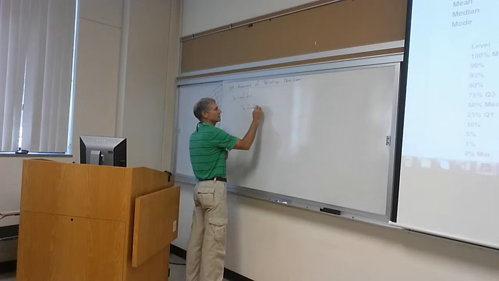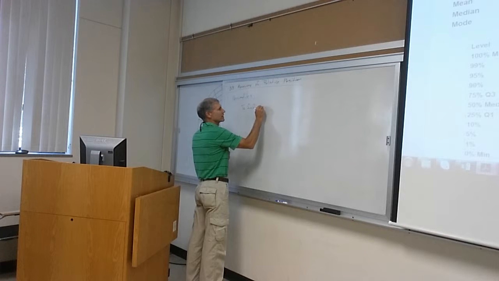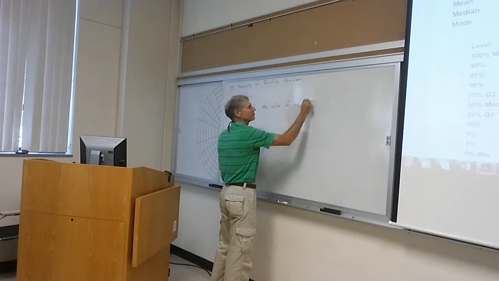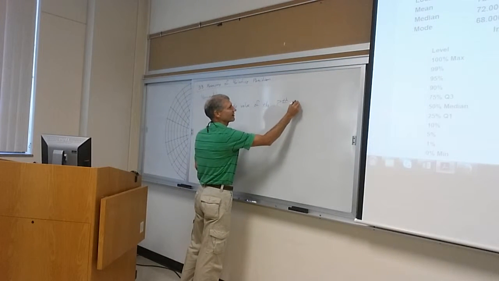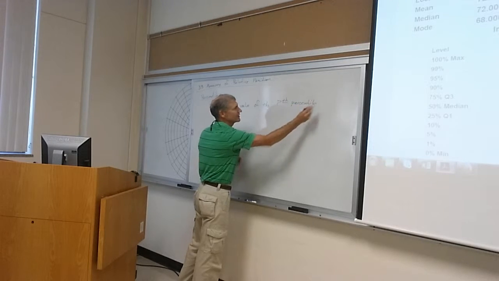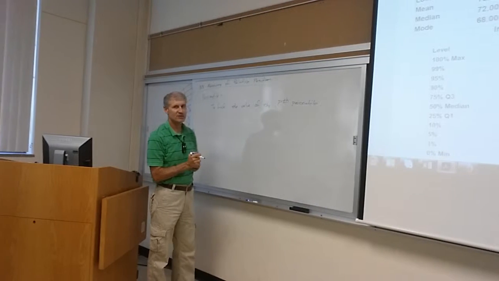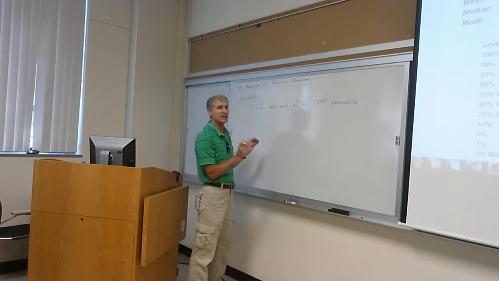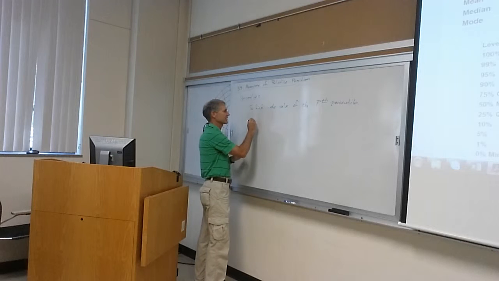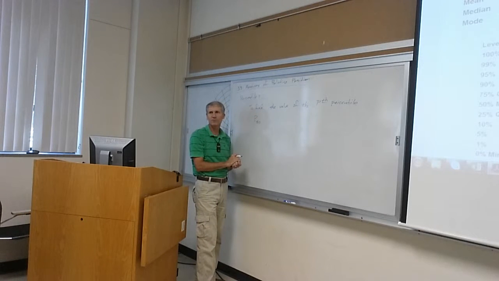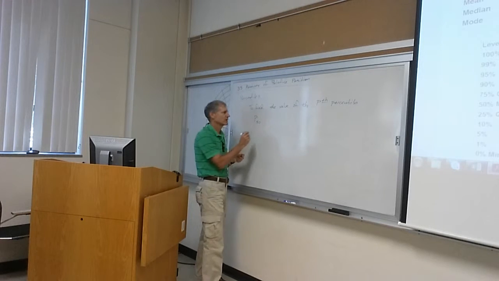To find the value of the pth percentile, that's the way the book says it, not me, the pth percentile. Let's start with the 50th percentile. The book does not use this notation, but I say P sub 50 if I want the 50th percentile, P sub 90 for the 90th percentile, and so on.